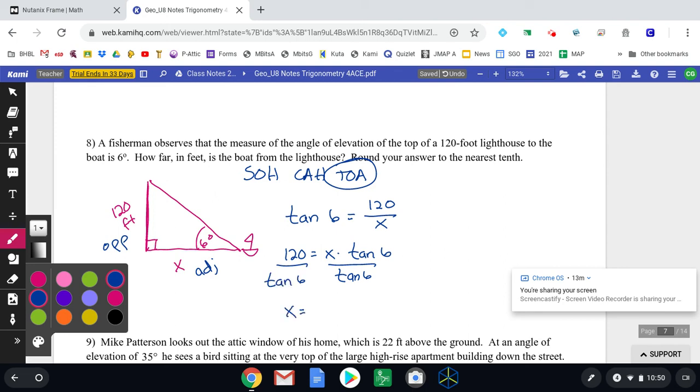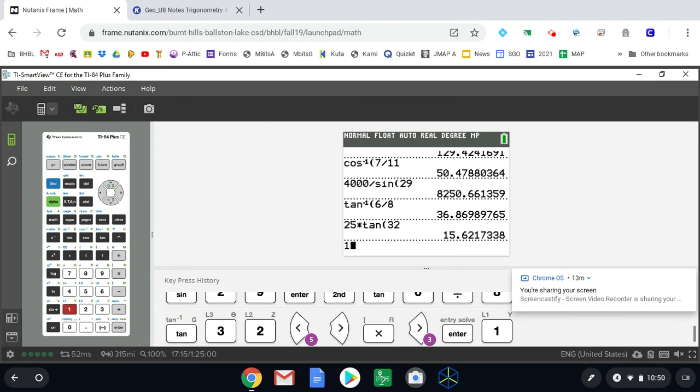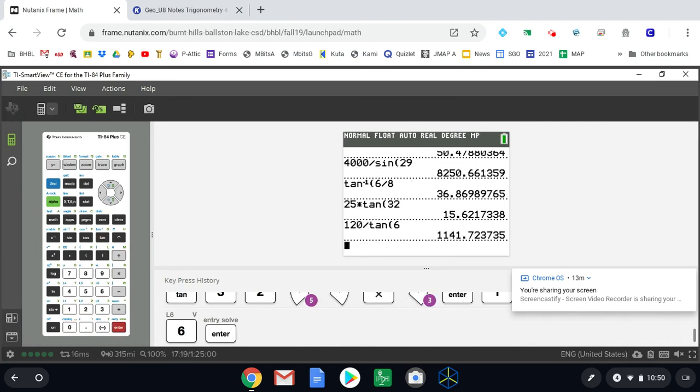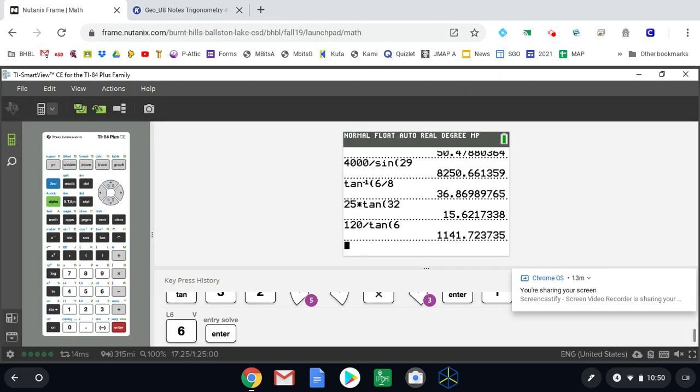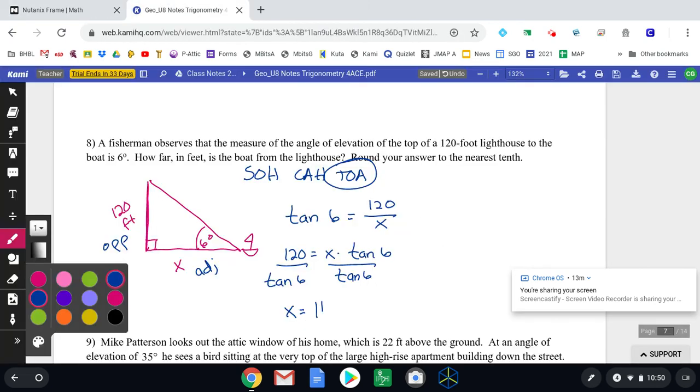So 120 over the tangent of 6. 1,141. Nearest tenth, 1,141.7. And we're in feet here.